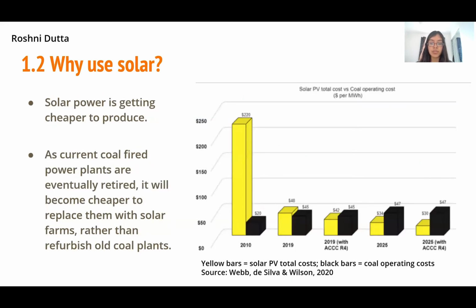Solar is also becoming cheaper to produce. The lifespan of a coal-fired power plant is roughly 30 years. So as the current plants are decommissioned, it is cheaper to replace them with solar farms that integrate into the existing grid. The graph on the left here shows this comparison, with the yellow bars being the total costs of solar PV compared with the operating costs of coal in black per megawatt hour.